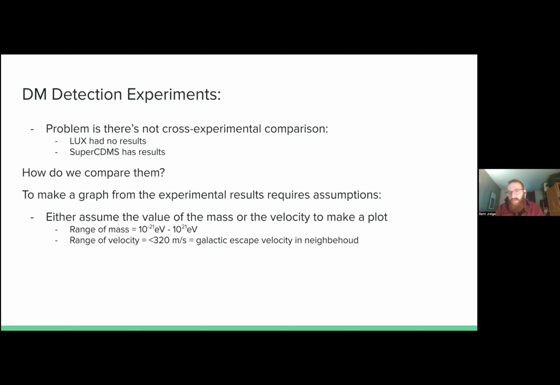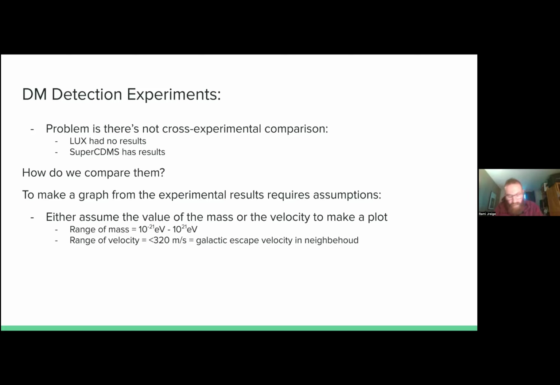Because to make any graph requires some assumptions. Either we assume the mass and have a sigma velocity plot, or we assume the velocity and have a mass sigma plot. But in both of these, there are massive problems. So you have the range of mass from 10 to the negative 21 eV to 10 to the 21 eV, and the velocity is under 320 meters per second, the galactic escape velocity, which is itself an assumption. And this is really where the problem lies, and there have been many attempts to try to counteract it.